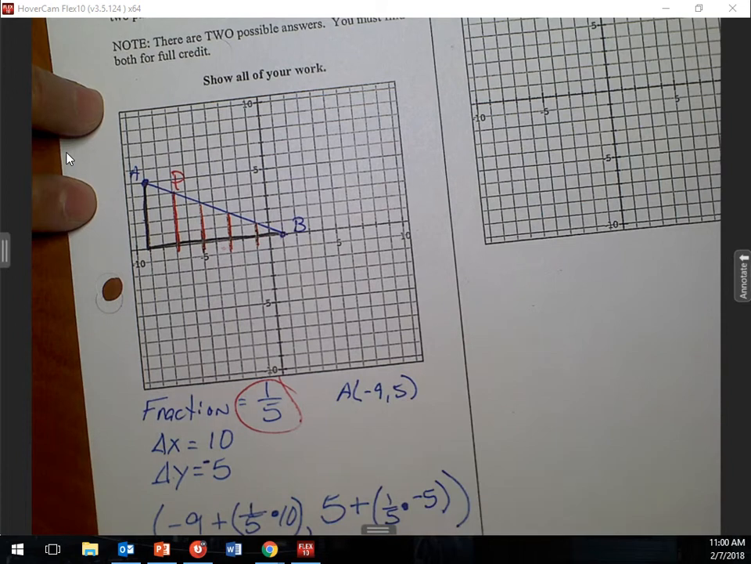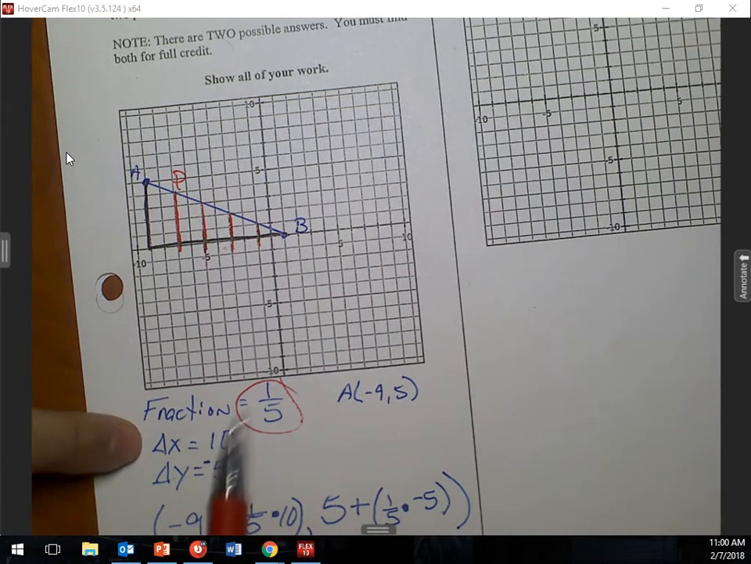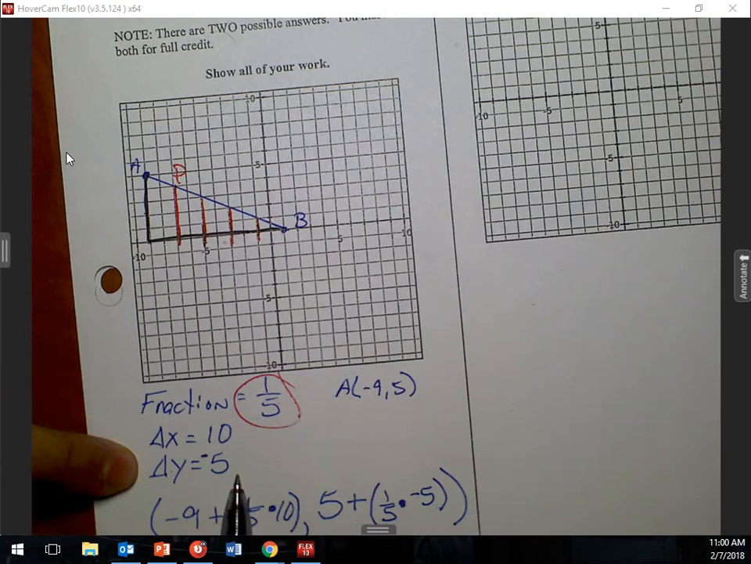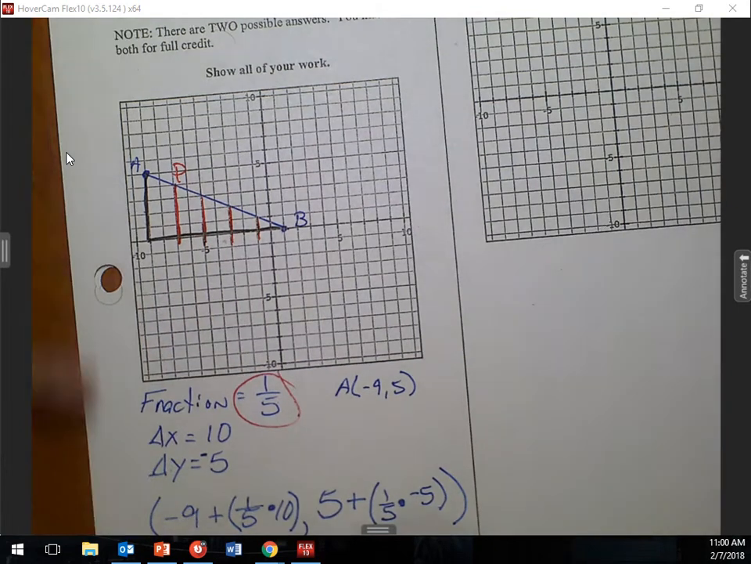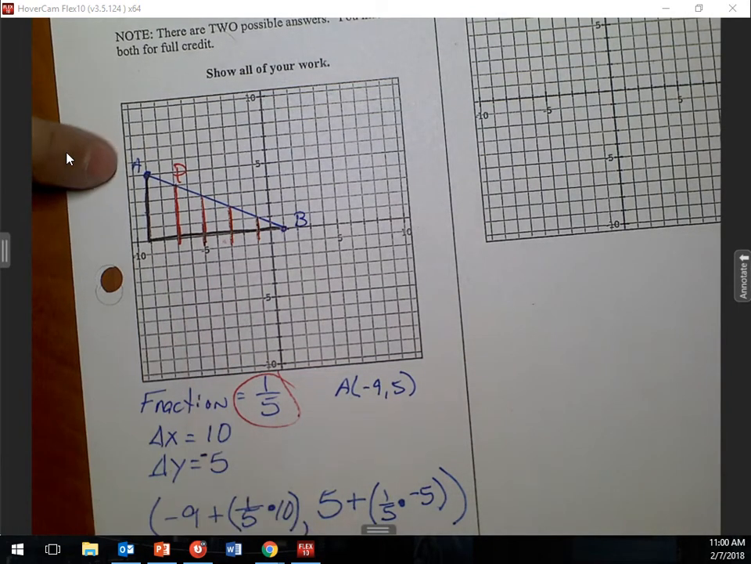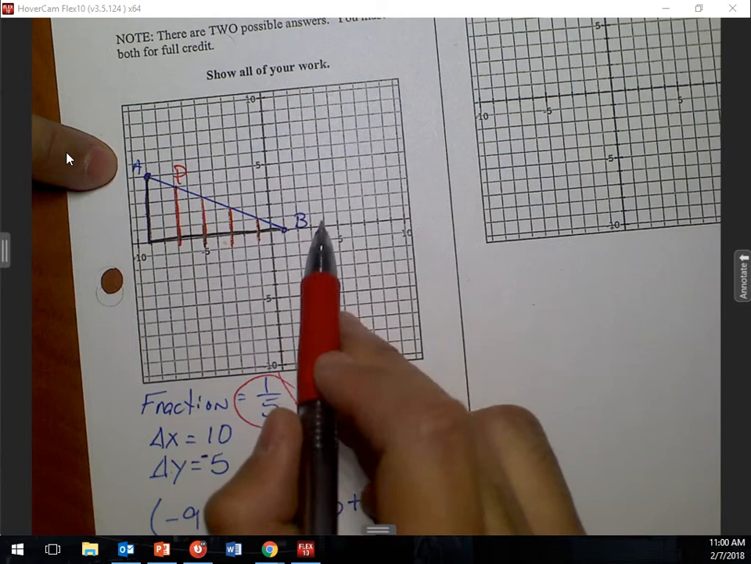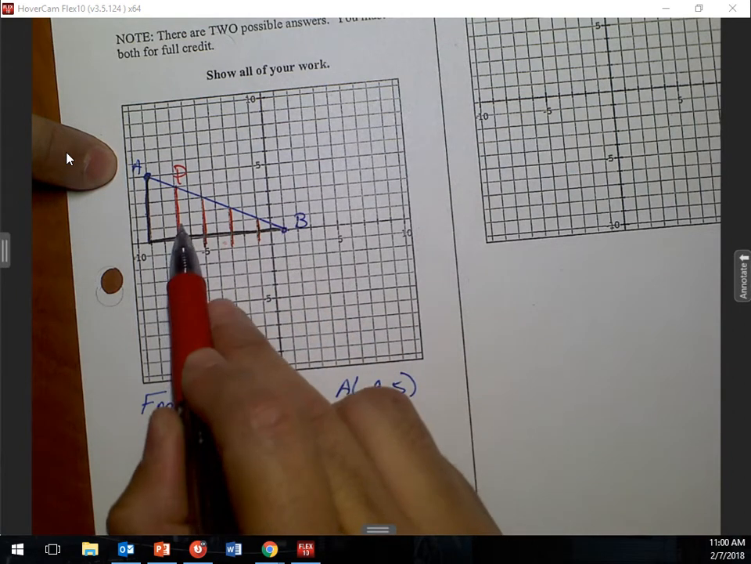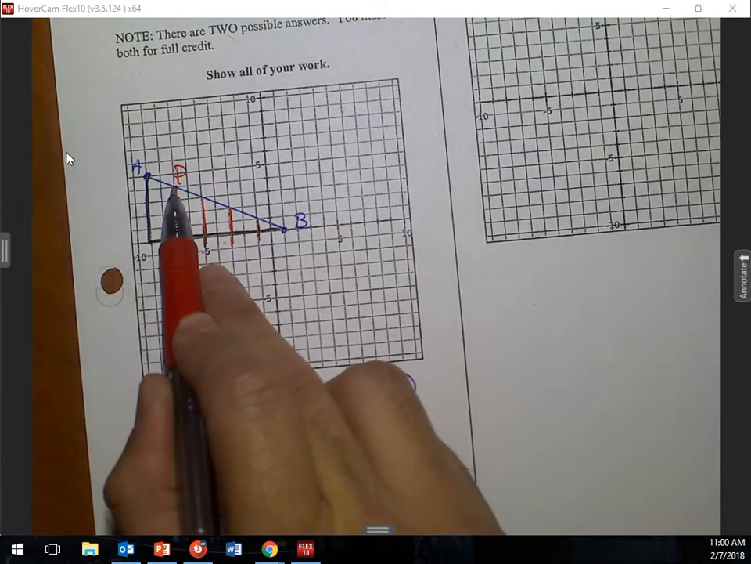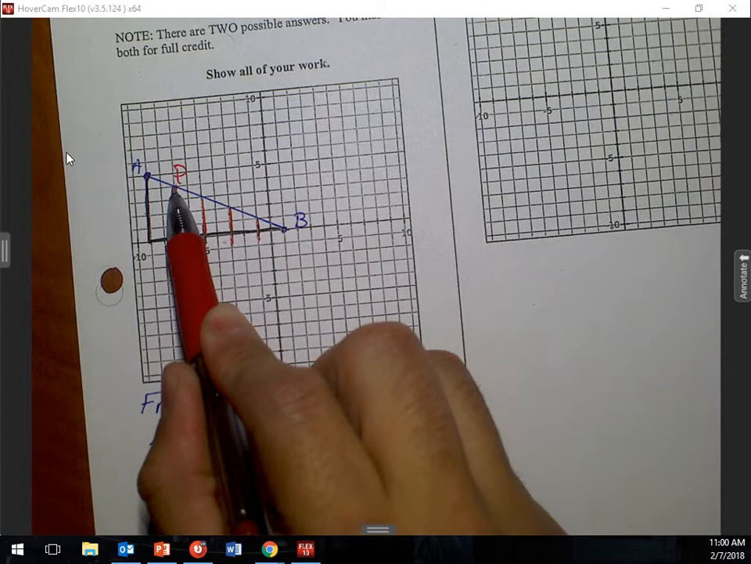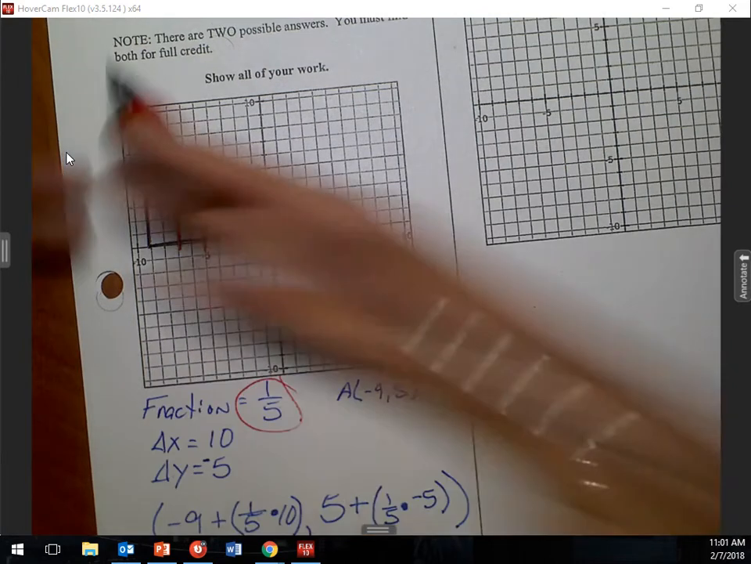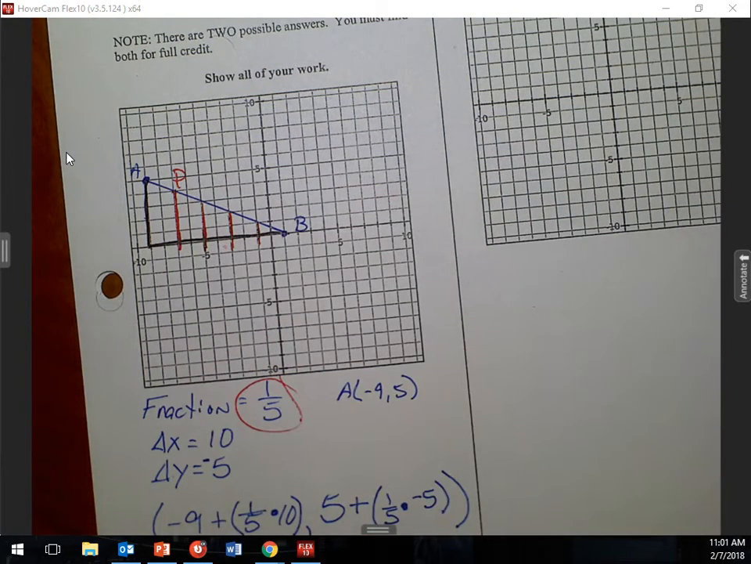I didn't have to do all of this right here. I could just do my fraction, my delta x and delta y, and then go from there. So this is supposed to be negative 7, 4. Negative 7, 1, 2, 3, 4. Hey, look, it's there. It's the exact same answer as I got, just using this time dividing up my graph. Okay.